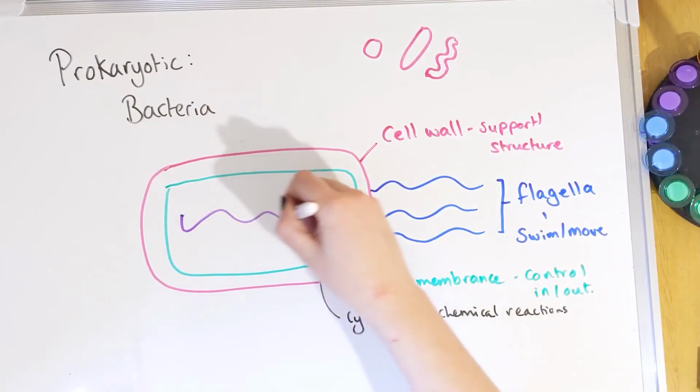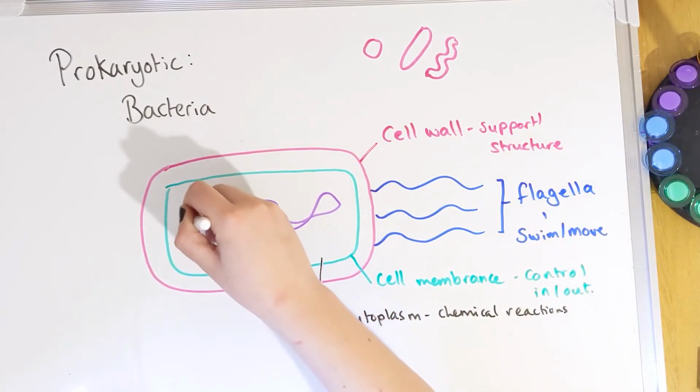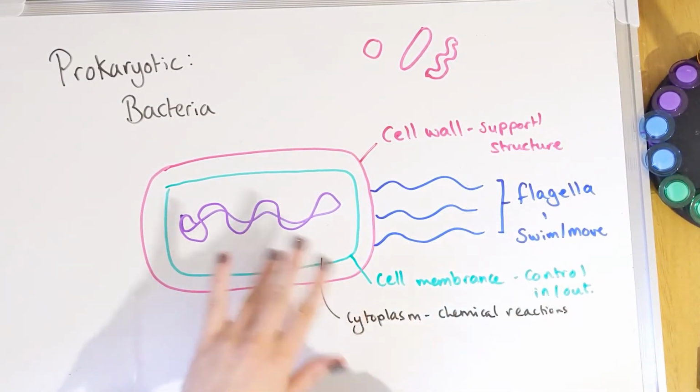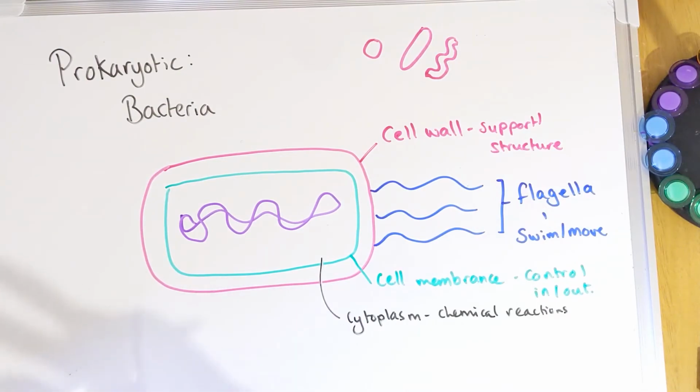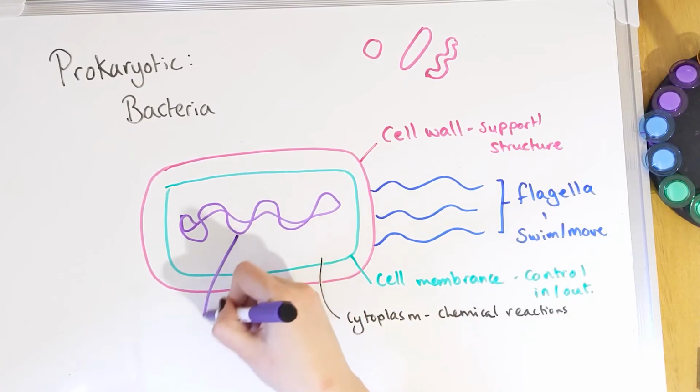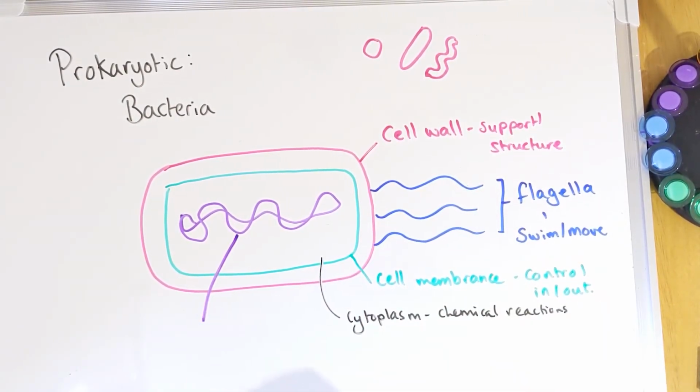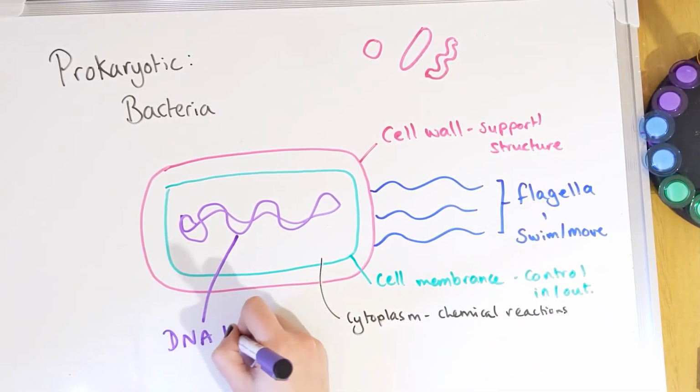They have two forms of DNA. Here's the first one. It's just a large squiggle. It's just a big long string of DNA that is floating free in the cytoplasm, and this is what we call the DNA loop. So this is where the instructions are that control the bacterial cell.